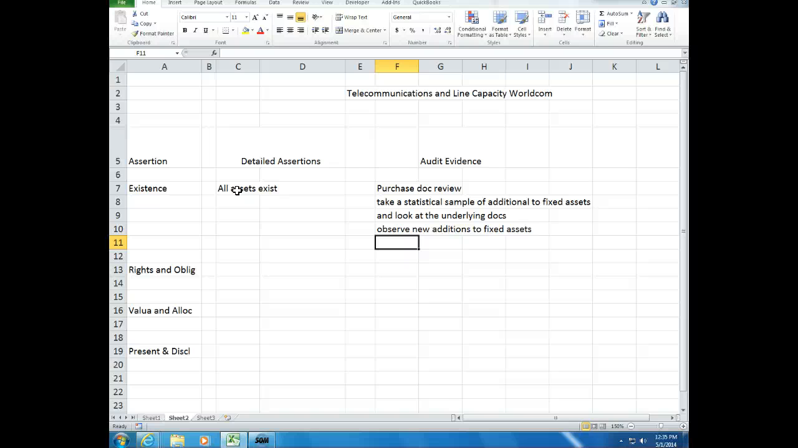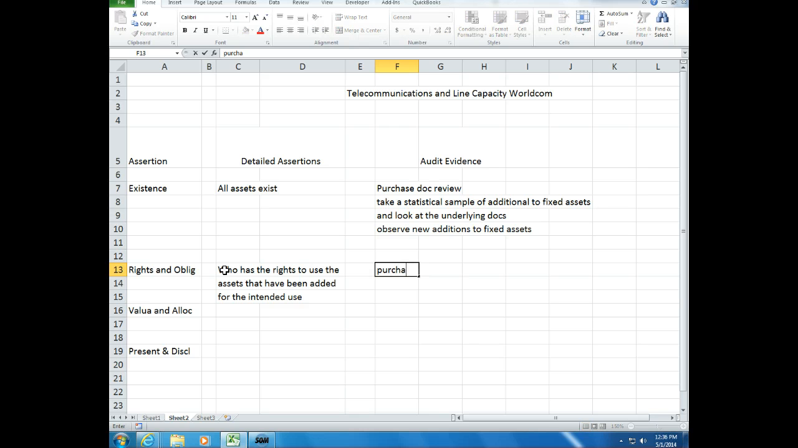Now, rights and obligations. What is it we're really trying to figure out here? Who has the rights to use the assets that have been added during the year, added for the intended use? Again, what are we going to do here? Look at the documents, purchase documents.